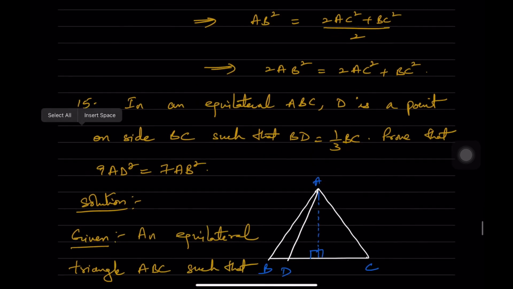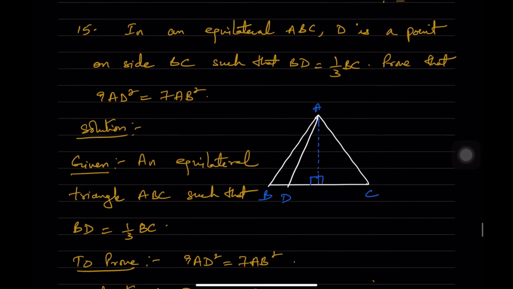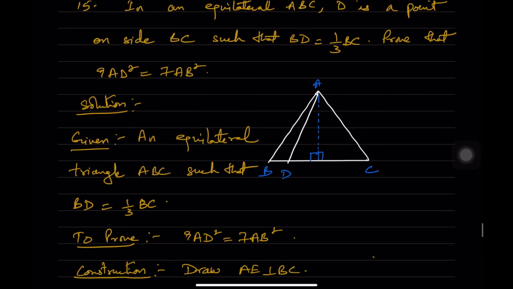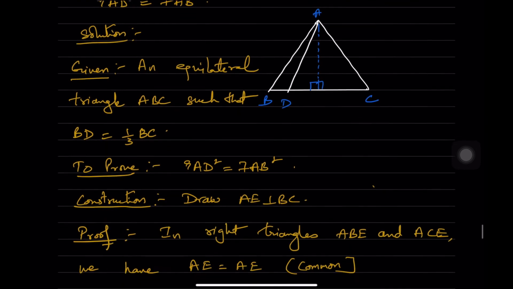So that's the answer. Now next, going into the 15th one: in an equilateral triangle ABC, D is a point on the side BC such that BD is equal to 1 by 3 of BC. Prove that 9AD square is equal to 7AB square. So now you have to prove that 9AD square is equal to 7AB square.